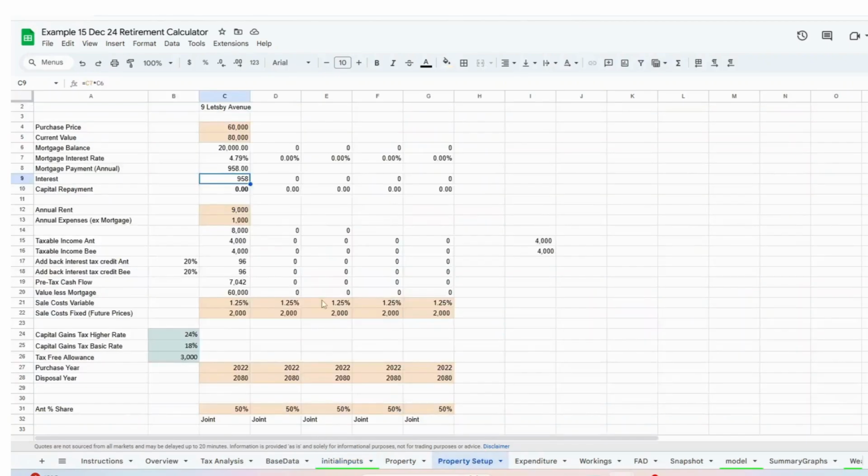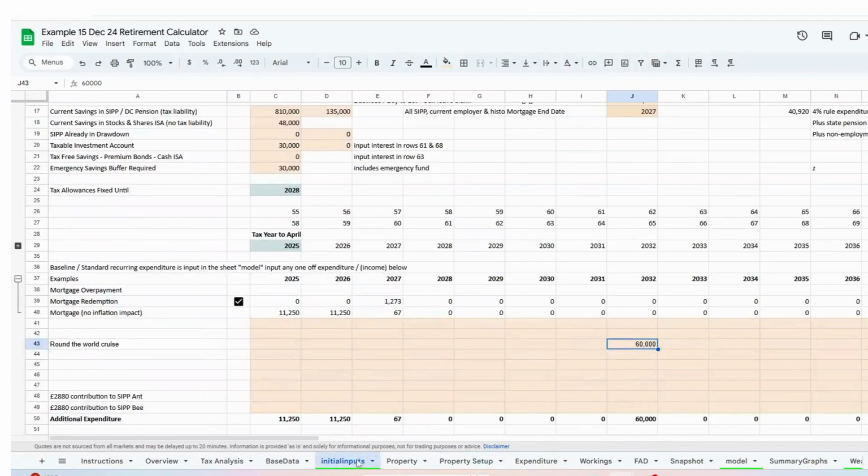And then also for the setup, they've got a rental property, they put in the address, what they paid for it, what its current value is, what the mortgage is on it, what the interest rate is, what the total mortgage payment is, which just happens to be the same as the interest. So it's just an interest-only mortgage, what the rent is, what the annual expenses are, excluding the mortgage. So then we've got what the taxable income is on the mortgage and what the tax credit is. So we fill in all this information, gives us a bit of a clue as to what they might be able to spend in retirement.